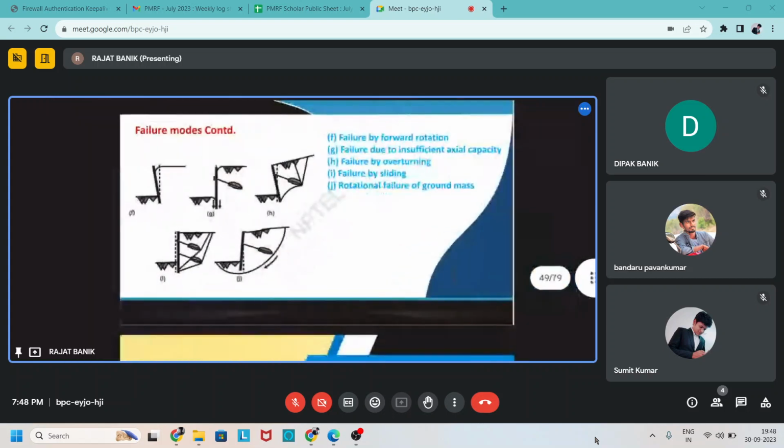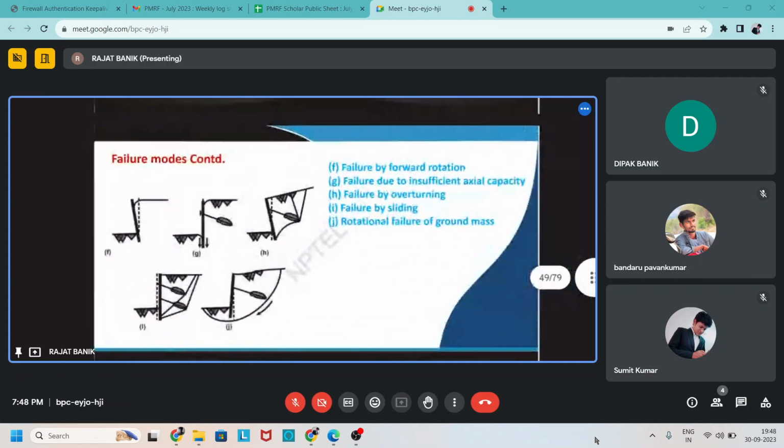Now again there are different failure modes also. The first one is failure by forward rotation. That means the face of the wall is rotated, and due to this the wall fails. Then failure due to insufficient axial capacity. Due to the axial capacity of the wall, the wall is inserted into the ground, and due to this the wall may fail.